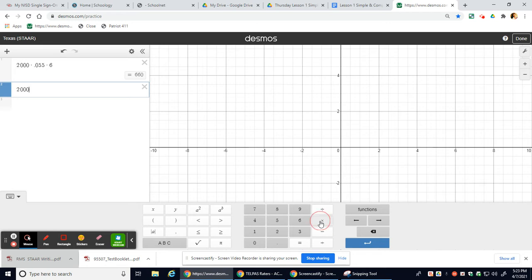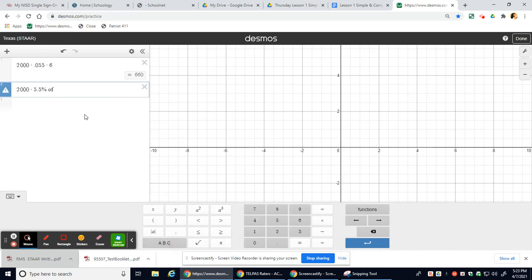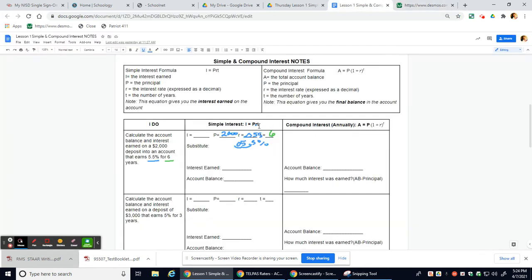Or you can also do it this way if you don't want to convert the decimal. So 2,000 times, you can type in 5.5 and go to the ABC icon here. Use your Shift key and press the percent symbol. And it automatically writes it in percent form. And that just means we're multiplying by 6. So you notice we can get the same amount of money. So I prefer to just quickly convert all of that.